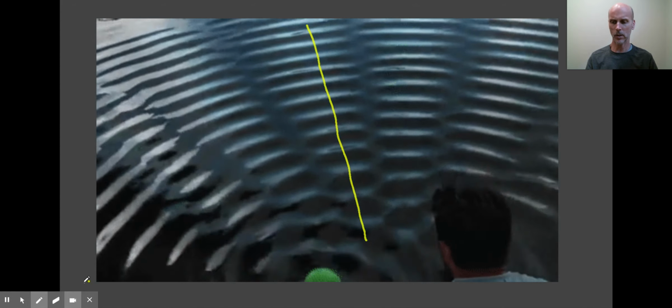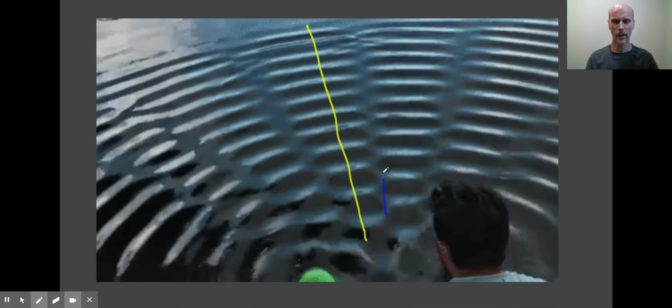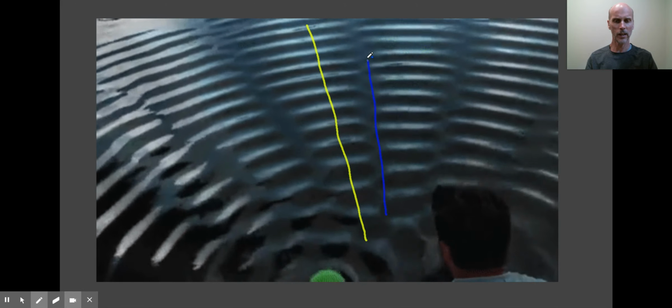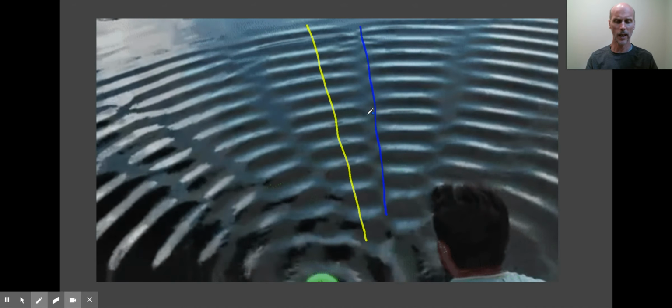On the other hand, there's also this location right here, where there's very little movement of the water, and that's because crests are meeting troughs and they're canceling each other out.